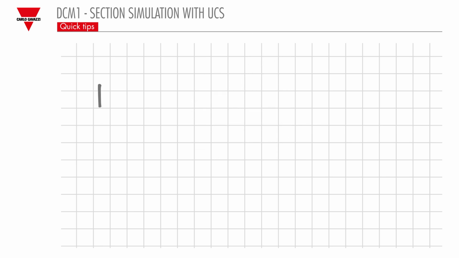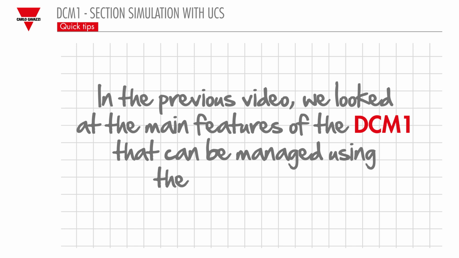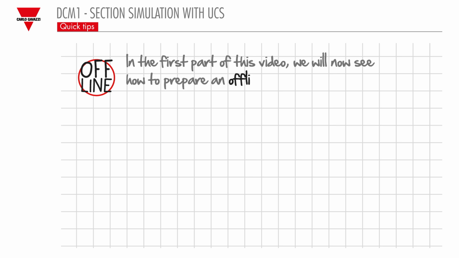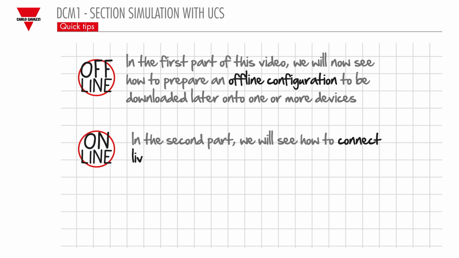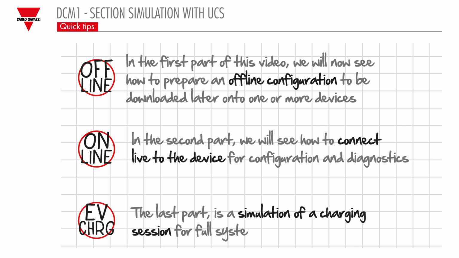Hello. In the previous video, we looked at the main features of the DCM1 that can be managed using the UCS software. In the first part of this video, we will now see how to prepare an offline configuration to be downloaded later onto one or more devices. In the second part, we will see how to connect live to the device for configuration and diagnostics. The last part is a simulation of a charging session for full system verification.